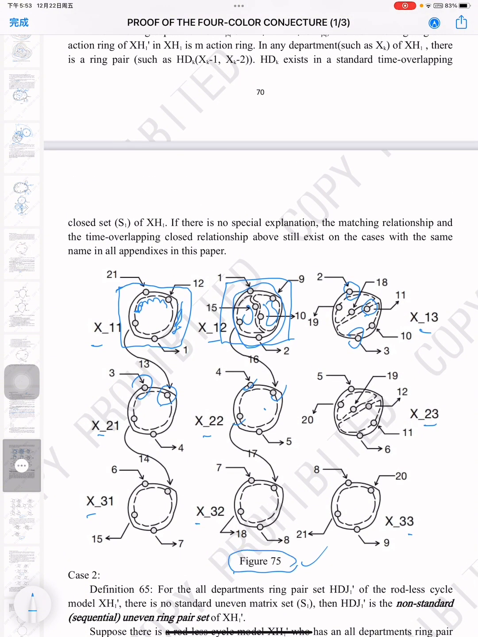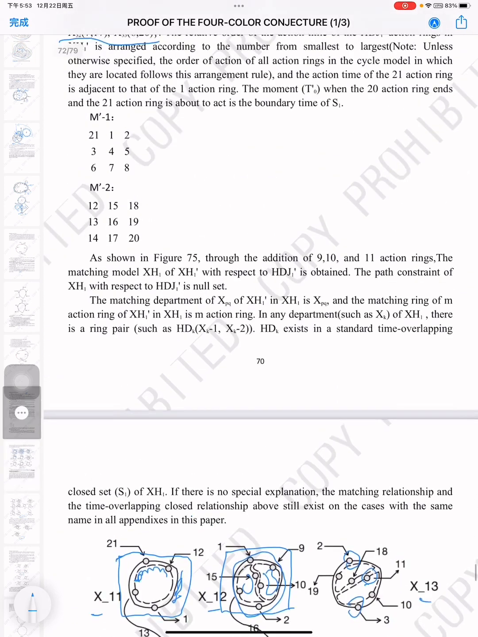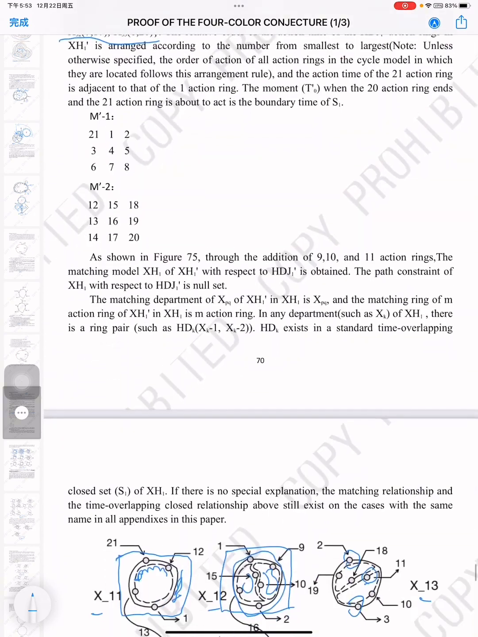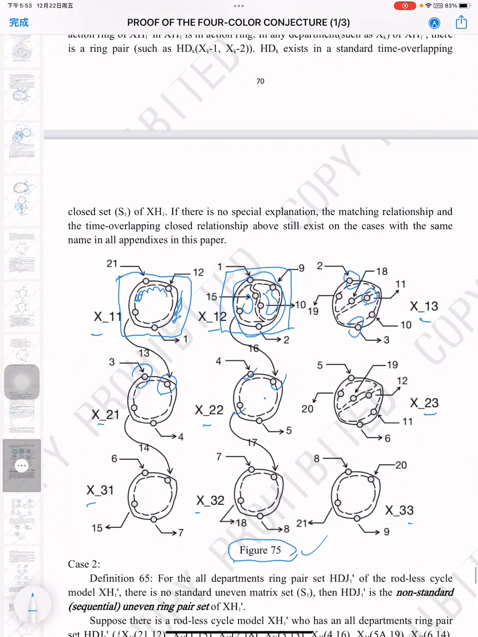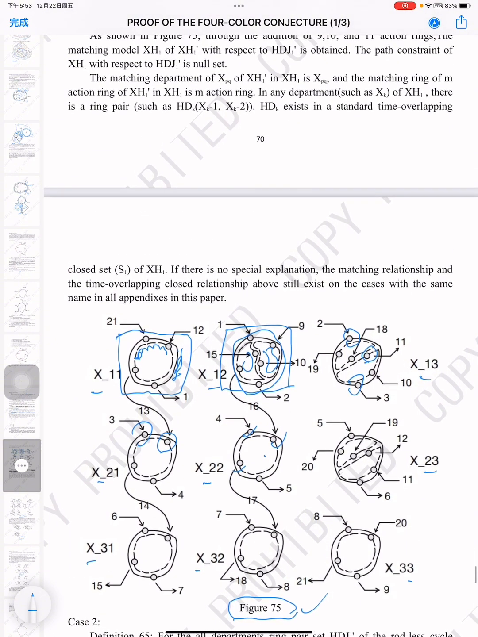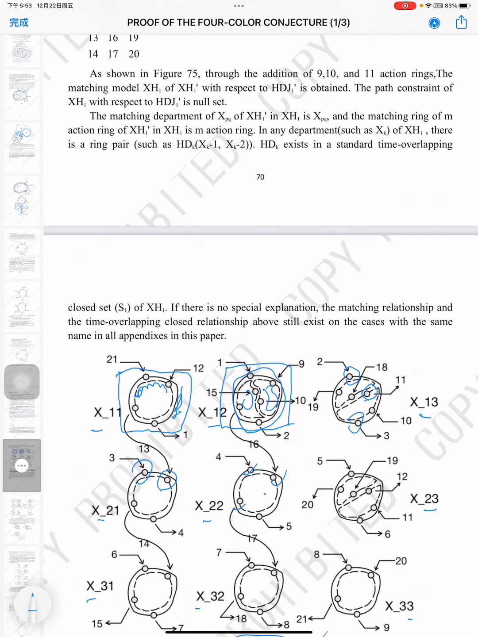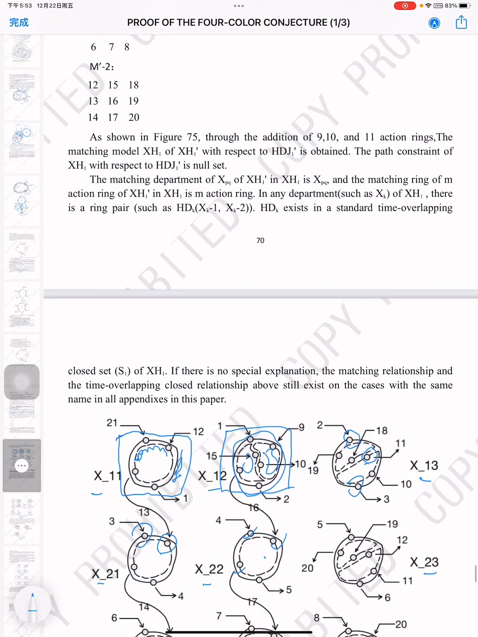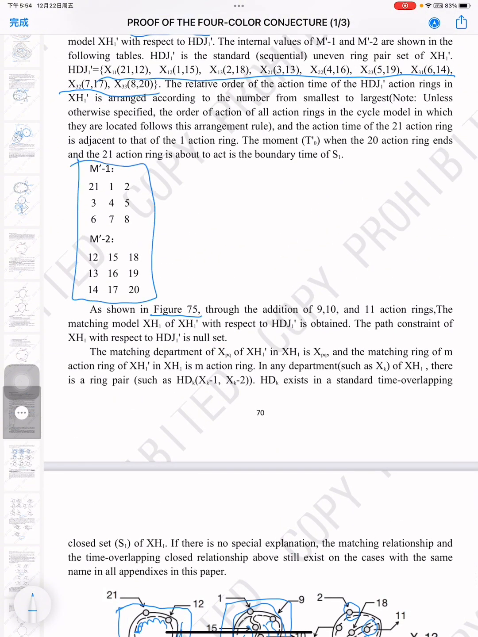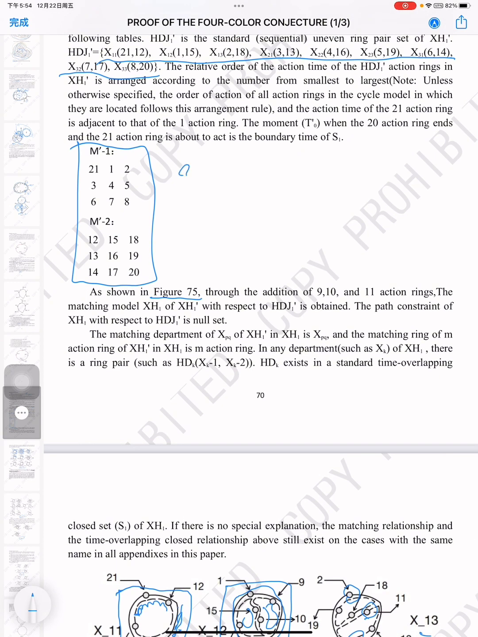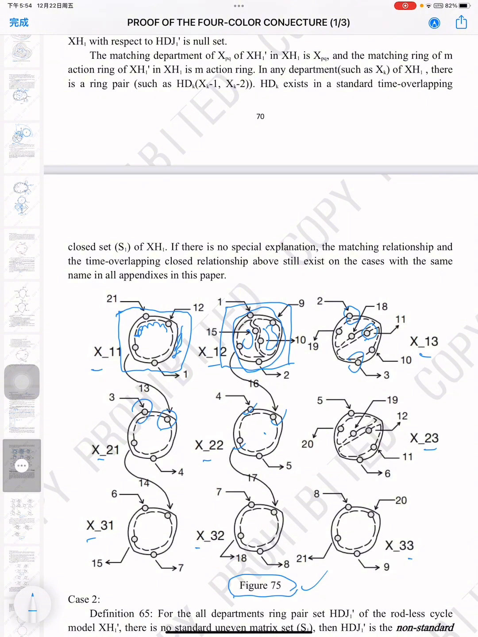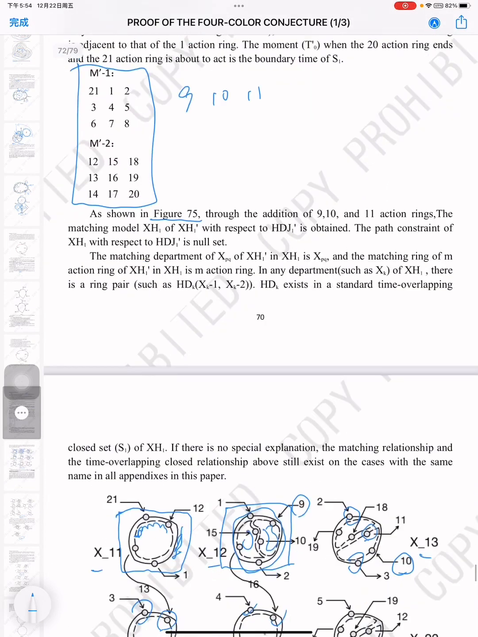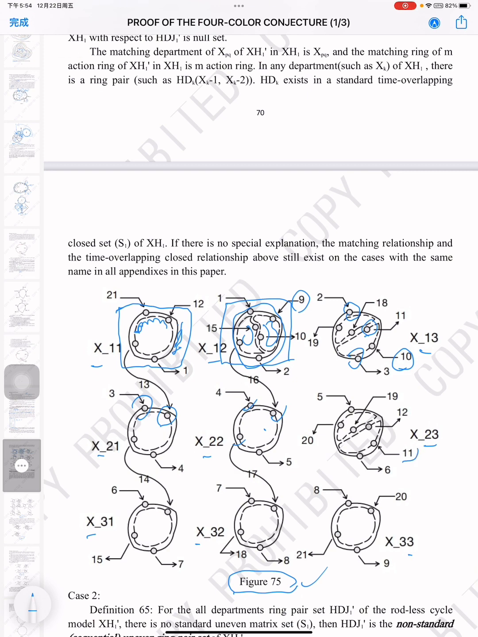So we can check figure 75. Yeah, figure 75 with the matrix here. And in the matrix, there's no 9, 10, and 11 action rings. So the 9, 10, and 11.